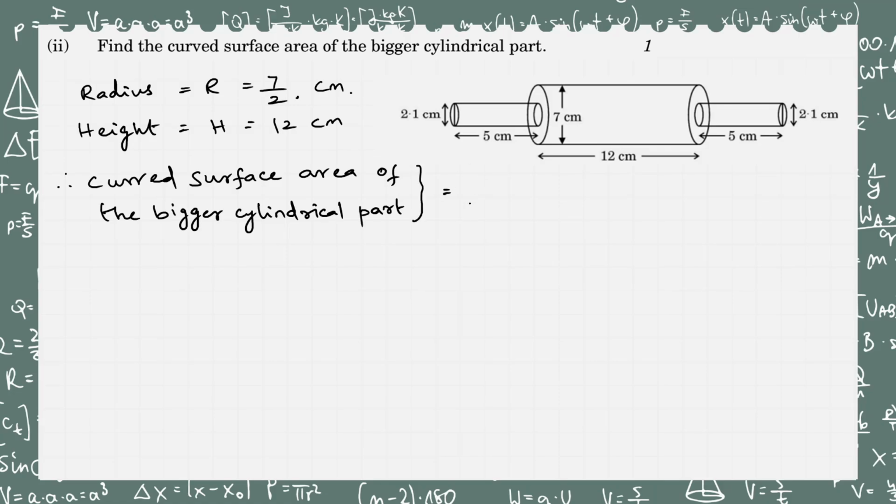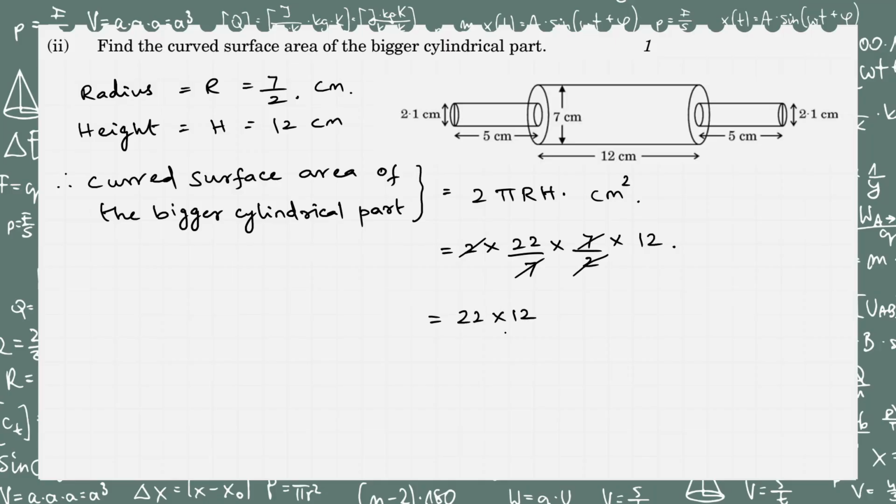is equal to 2 pi RH. Remember, it is 2 pi RH. R and H are in capital letters. We have used it like that. So, the unit will be in square units, right? So, centimeter square. And let us put the values we have already kept ready. So, 2 into 22 by 7 into capital R is 7 by 2 and capital H is 12. Now, let us try to simplify. 7 is cancelled. These two 2's are cancelled. So, we end up having 22 into 12 and the answer for this is 264 centimeter square. That's the end of the second part.